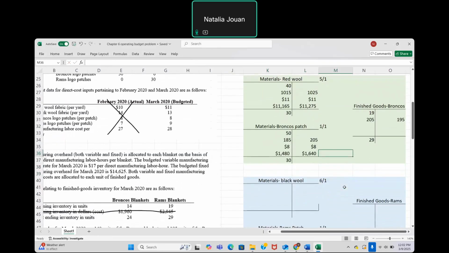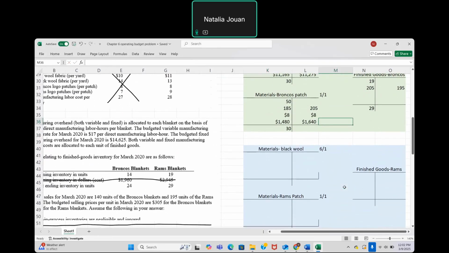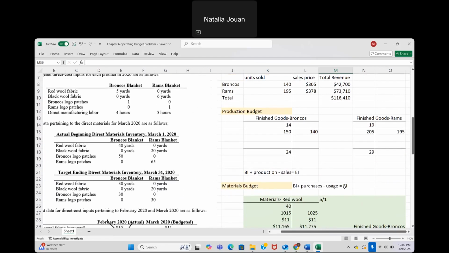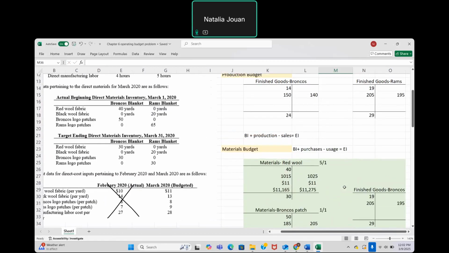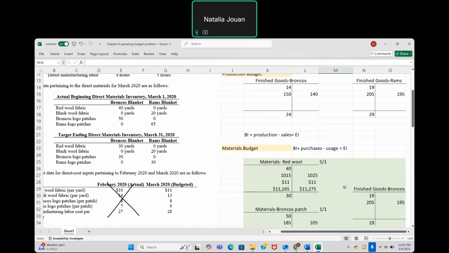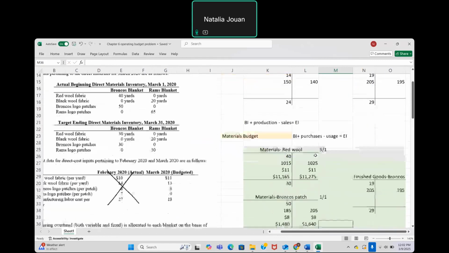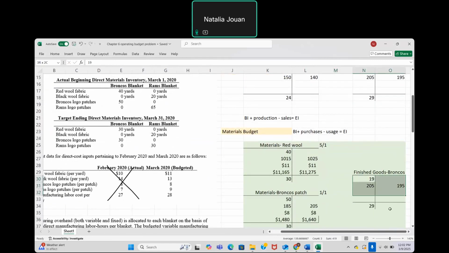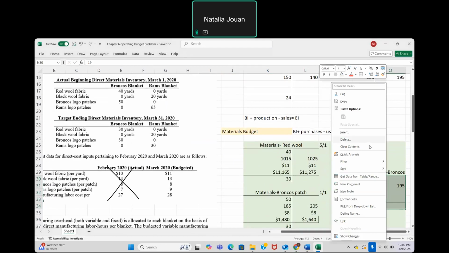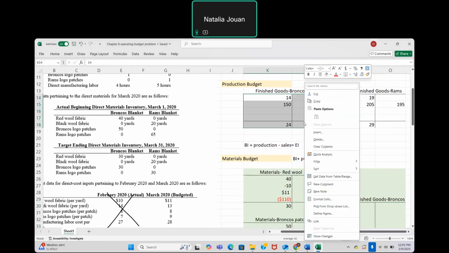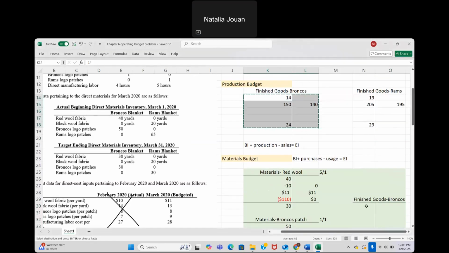Let's do the same thing with the Rams blankets. Let's copy Rams. Oh, I just realized that I did all this work with the Rams numbers. It's the Broncos that I needed. I'm just gonna change it really quick, but the logic is the same, you guys. I'm just gonna erase this. So some copying and pasting. Clear. Copy and paste. There we go.